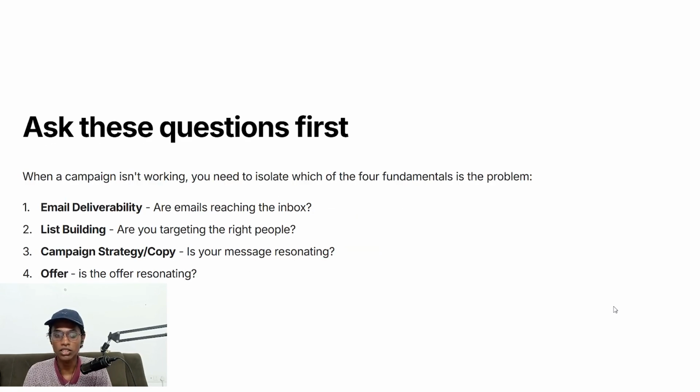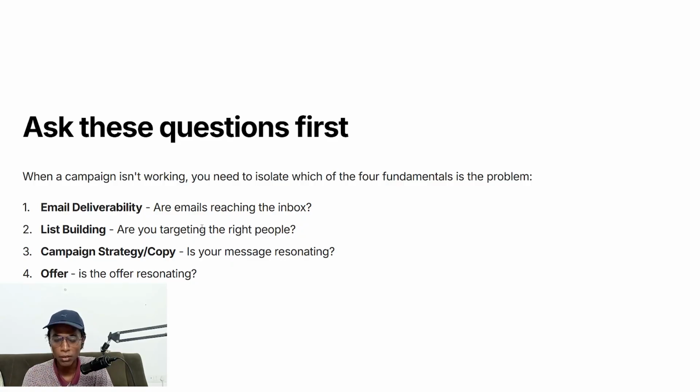Ask these questions first, right? Whenever a campaign isn't working or is performing poorly, you need to isolate which of the four fundamentals is the problem. Keep in mind there can be multiple weak fundamentals as well, meaning you may have an issue with email deliverability and list building at the same time, or you may have an issue with campaign strategy, copy, and offer at the same time, or it could be that all four are bad, right? That's a horrible scenario, but hey, it could be that as well. The good news is that it is fixable.